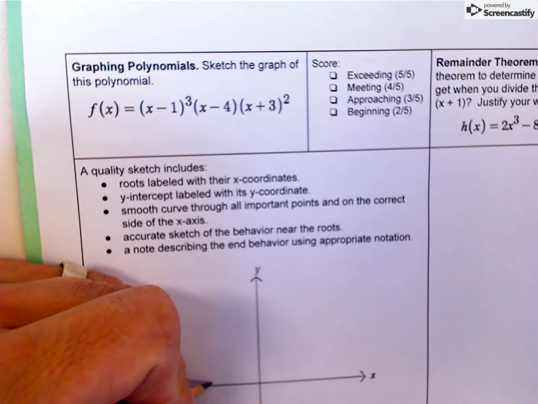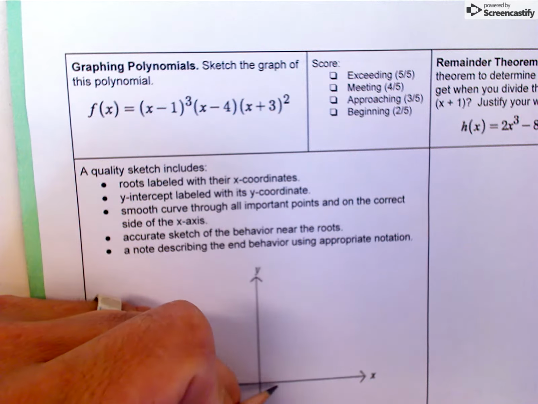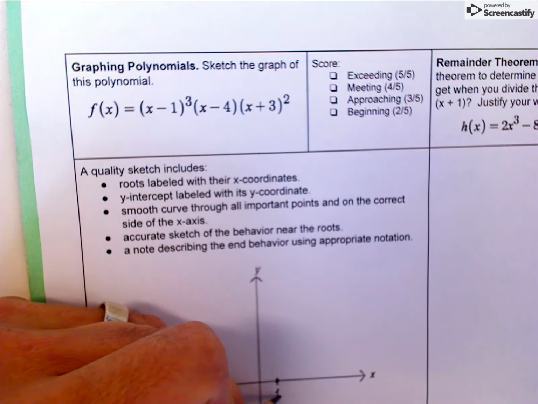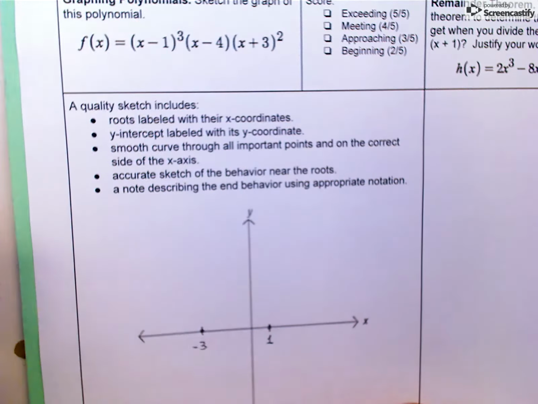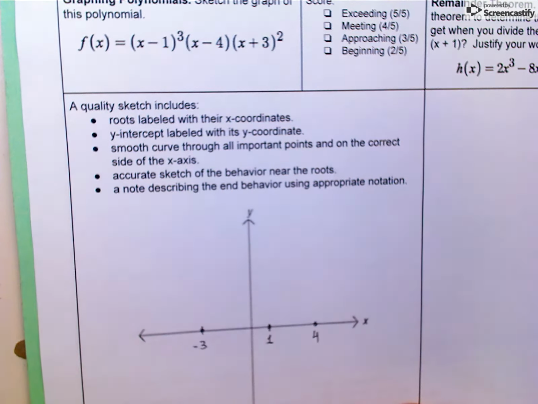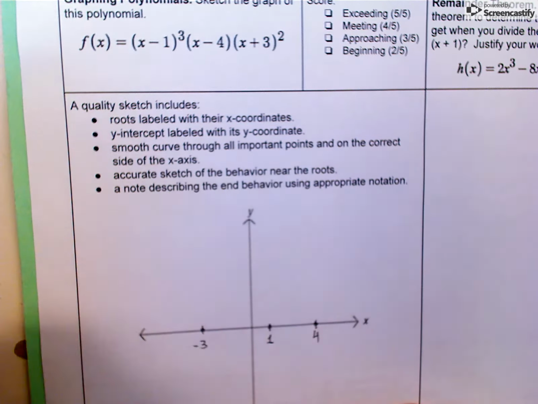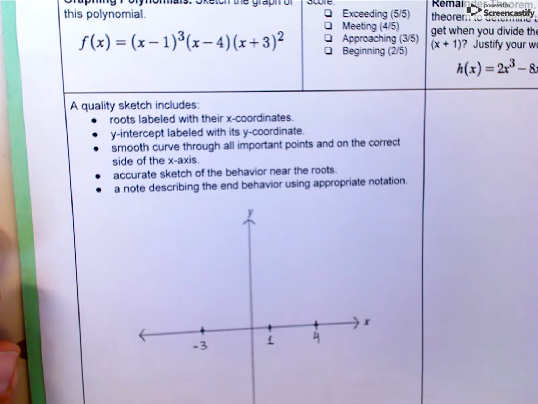So I'm going to locate those. Here's x equal to -3. Here's x equal to 1. And here is x equal to 4. I don't need to scale my axis perfectly or anything. It's a sketch.